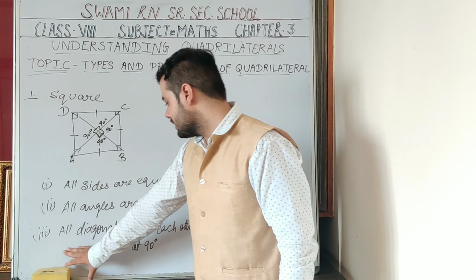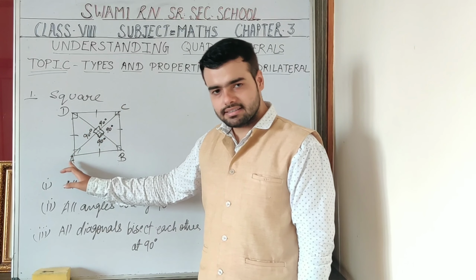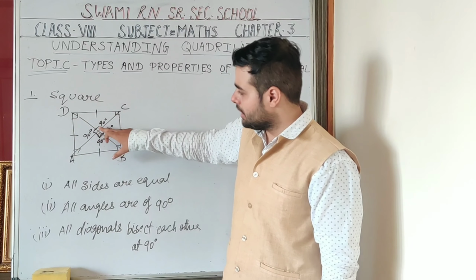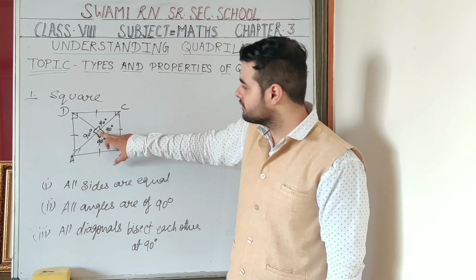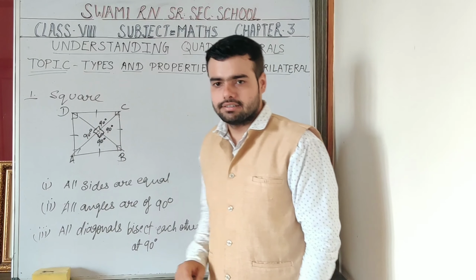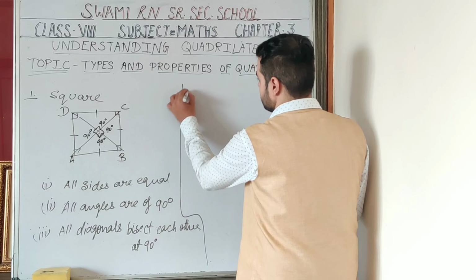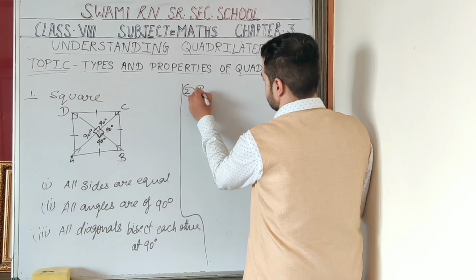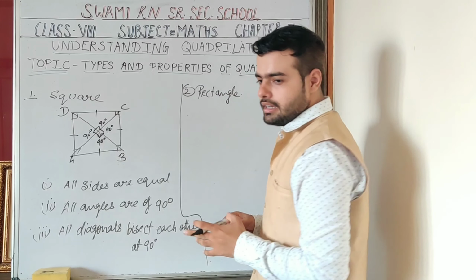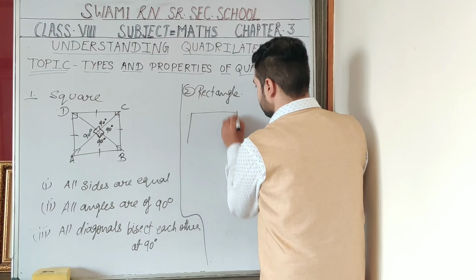Third property is that the diagonals bisect each other at 90 degrees, meaning AC is a diagonal and BD is a diagonal. They both bisect at the center point, that is O, and make an angle of 90 degrees on all sides. Now, the second type which we are taking is the rectangle. First is the square and the second is the rectangle. Now, let me discuss the rectangle.